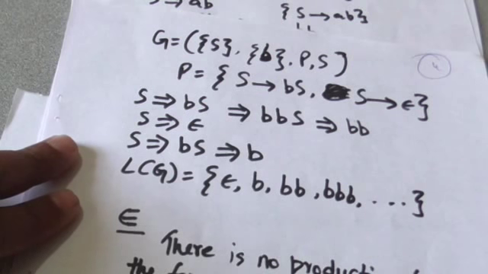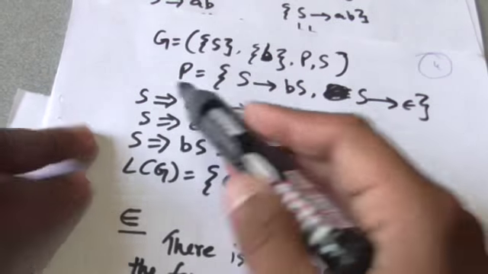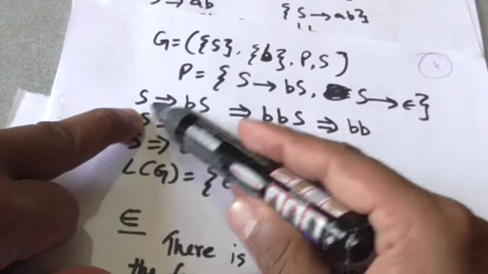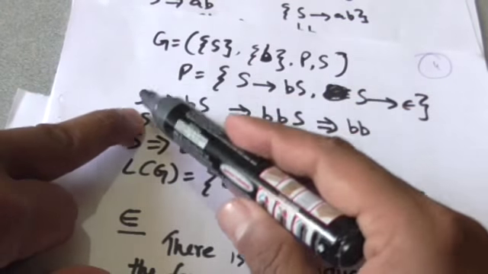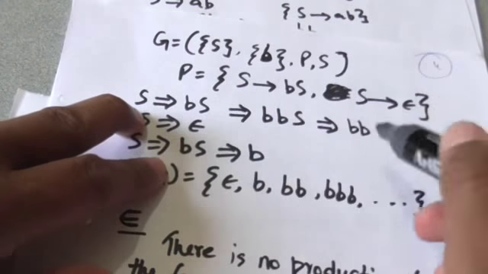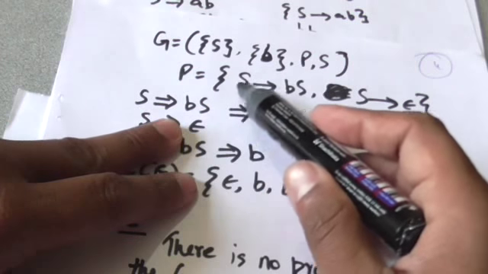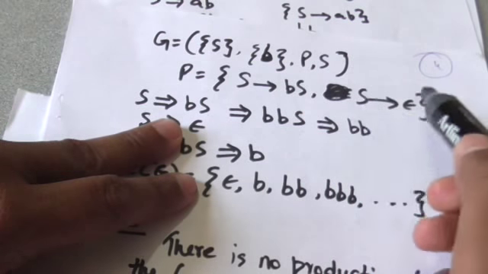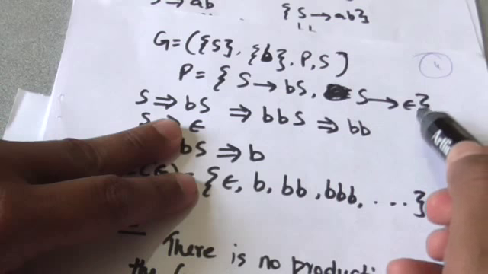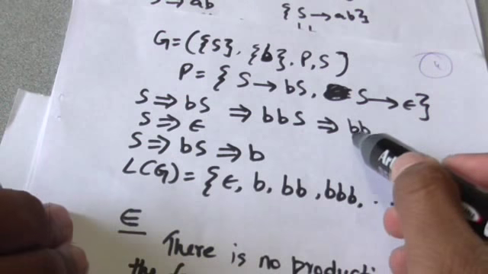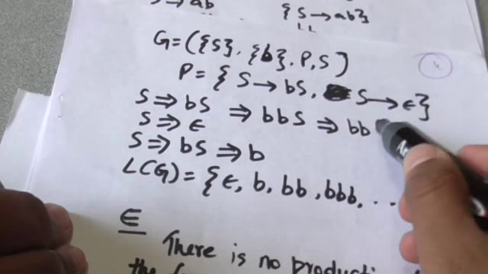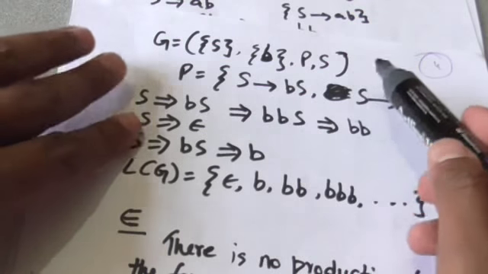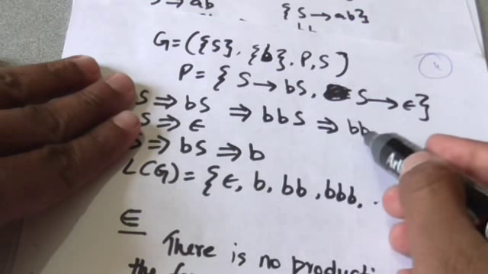Now we always start derivation from S. Here we have applied a production rule S derives bS, so S is replaced by bS. I have again applied this production rule S derives bS, so S is again replaced by bS. Here I have applied the production rule S derives empty string, so what I got? bb. This is a string of terminals, right? So the language of this grammar will have this string bb.